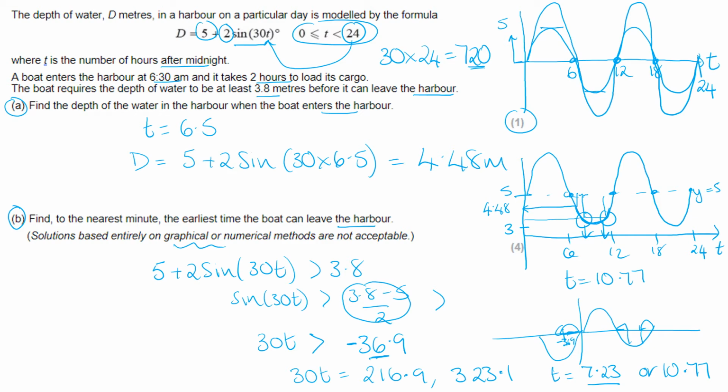Now that is a decimal, so you need to do 0.77 times 60. So it's going to be 10 hours 46 point something. So I would say it's definitely going to be above the 3.8 by 10:47, and that would be AM.